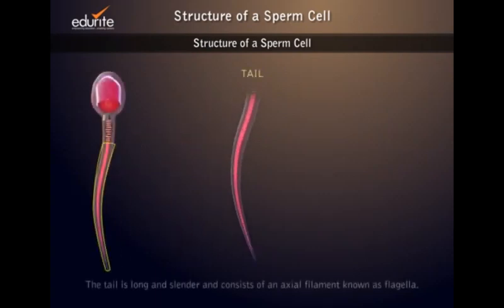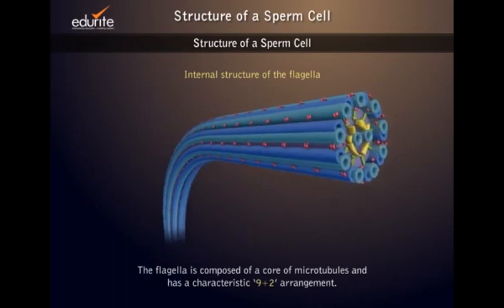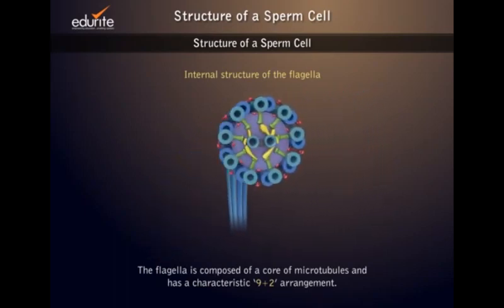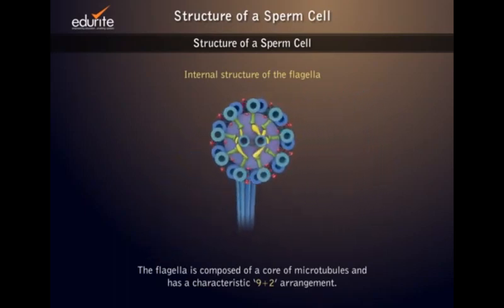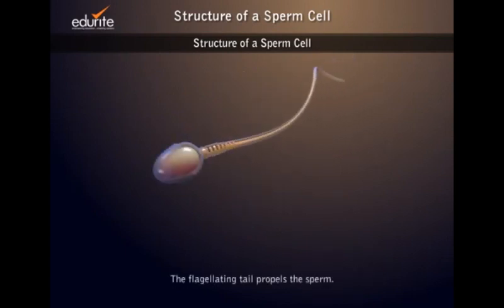The tail is long and slender and consists of an axial filament known as the flagellum. The flagellum is composed of a core of microtubules and has a characteristic 9+2 arrangement, that is, 2 central filaments surrounded by 9 outer filaments. The flagellating tail propels the sperm cell, enabling the sperm to reach the egg and fertilize it.